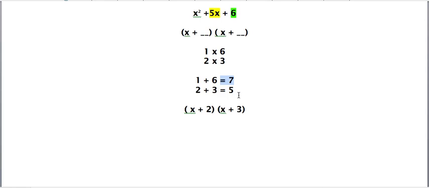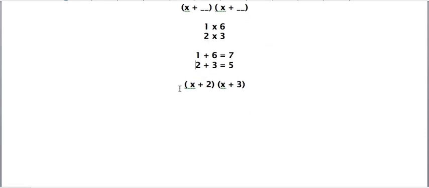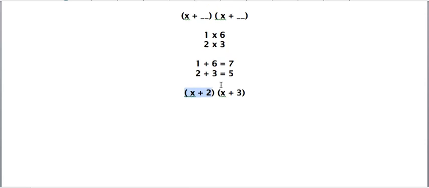So that means our two numbers we're missing is going to be 2 and 3, because 2 times 3 is 6, and 2 plus 3 is 5. And so we just plug them in, and so we end up getting x plus 2 bracket x plus 3. That's basically how you factorize a trinomial.